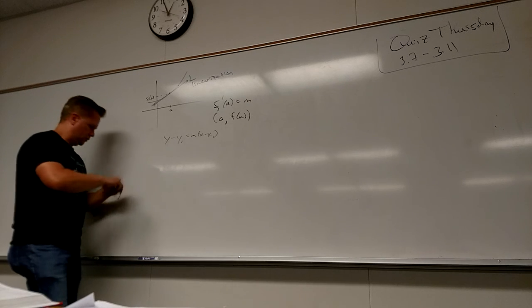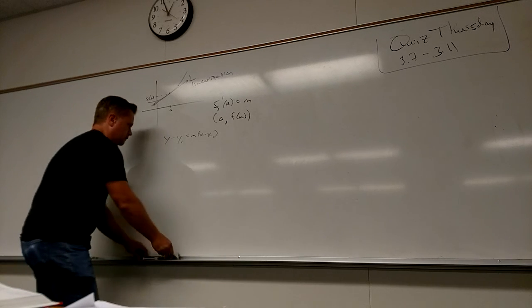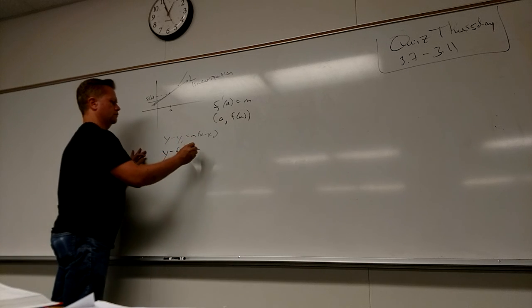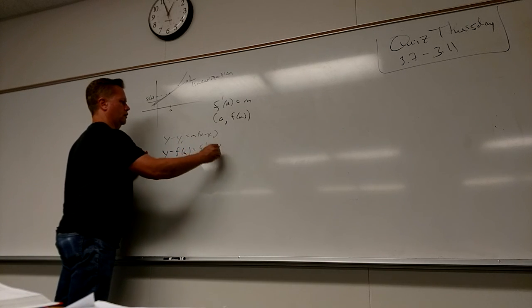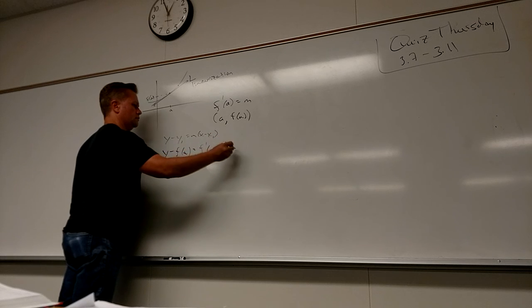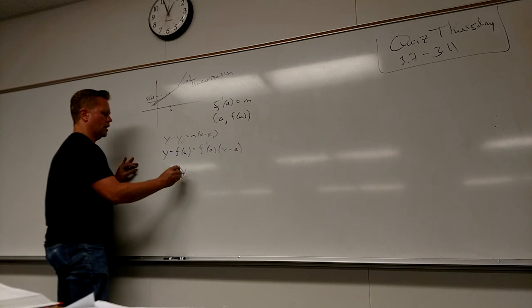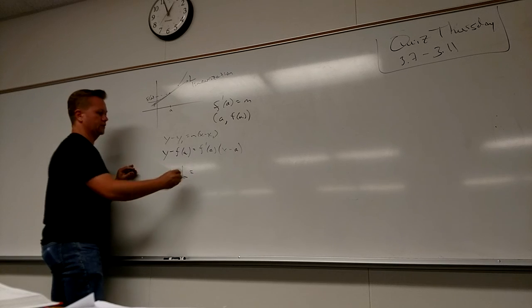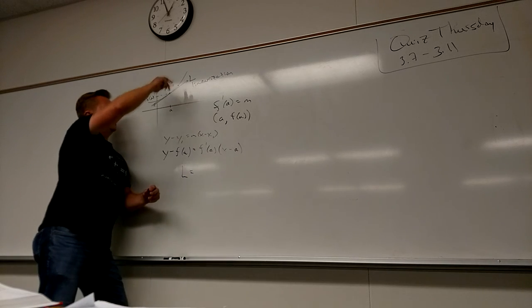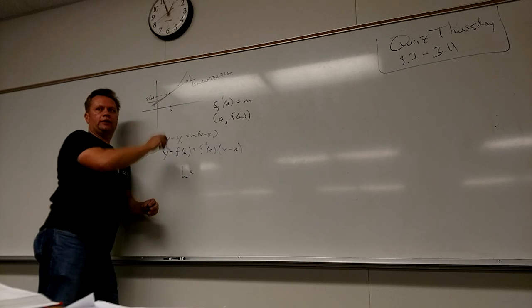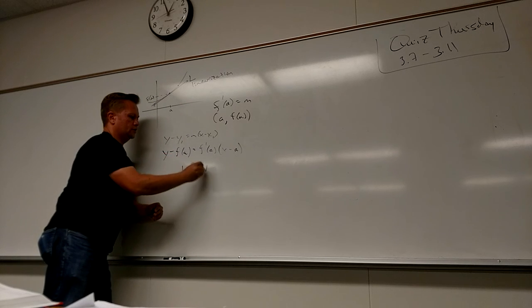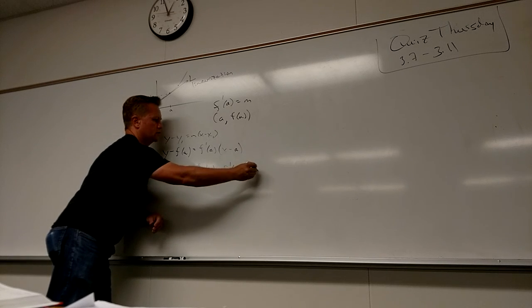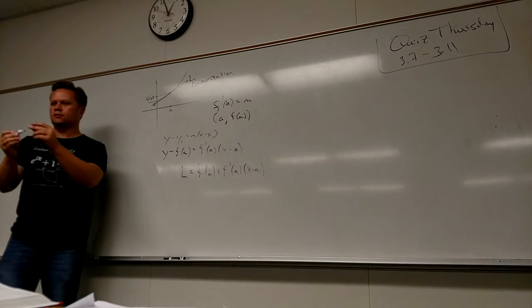All right, should be done. What's the y piece of the point? F of a. What's the slope? F prime of a. And what's the x piece of the point? A. So I can solve for y. Let me call it L, like I wanted to. The linearization of this curve at the point A is f of a plus f prime of a times x minus a. Let's see why this makes sense.